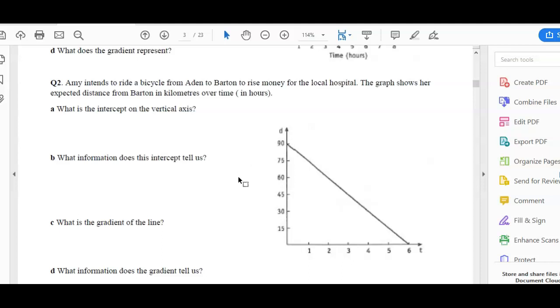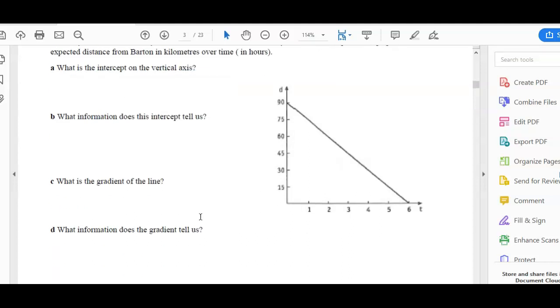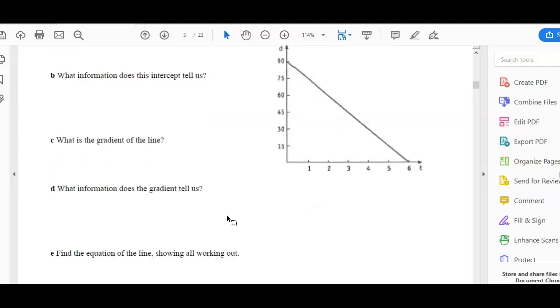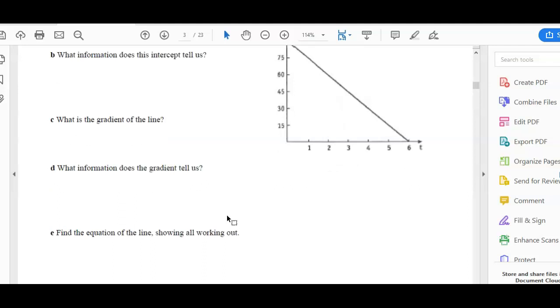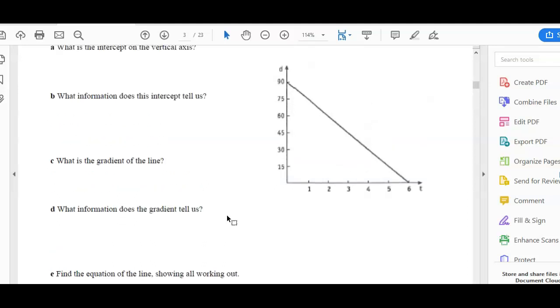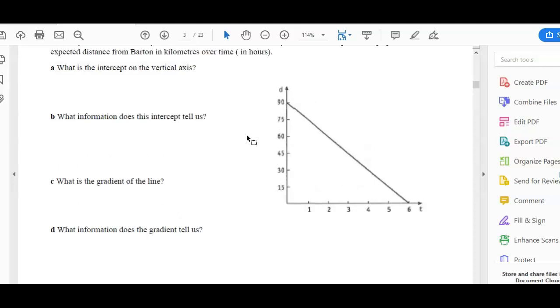What is the gradient of the line? Okay, it's gone down 90 and across 6. So 90 divided by 6 is 15, or it's negative 15 because it's going down. What information does the gradient tell us? It's basically her speed. So she's riding 15 kilometres an hour. Find the equation of the line showing all working out. Well, we don't really need to show much working out because we already know the y-intercept is 90 and the gradient is negative 15. So if we use the variables here, it's going to be d equals 90 minus 15t. All right, and I'll pause there.